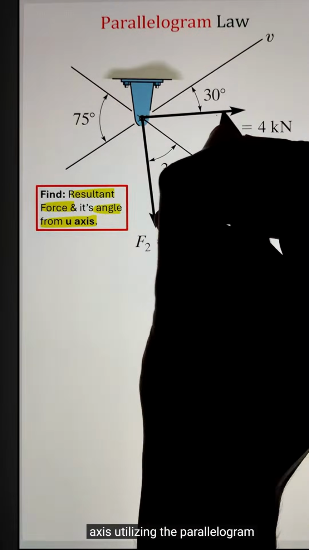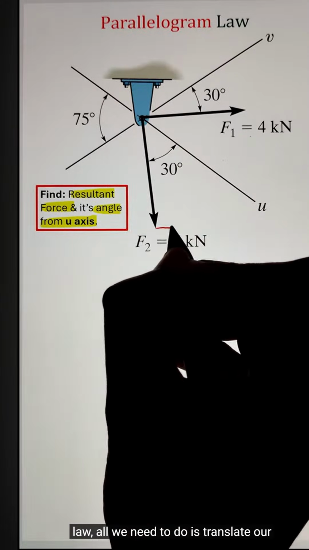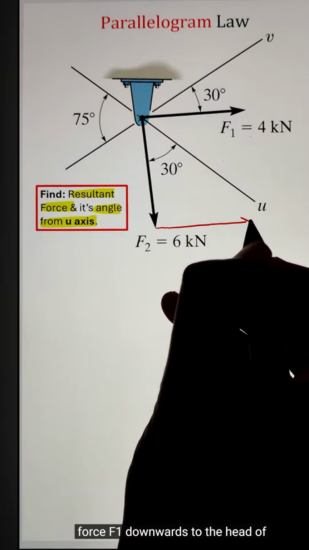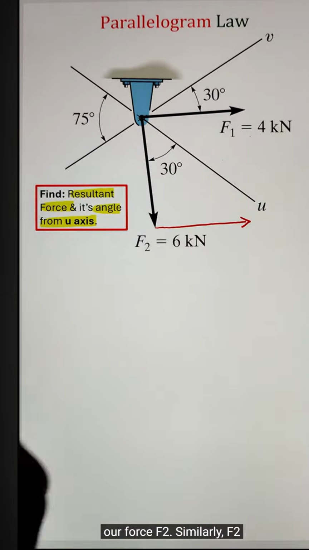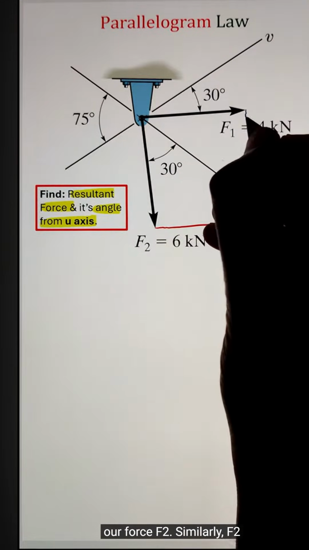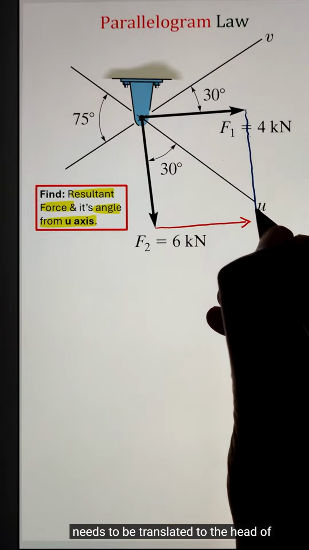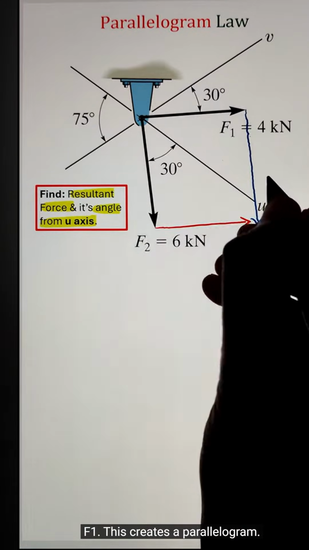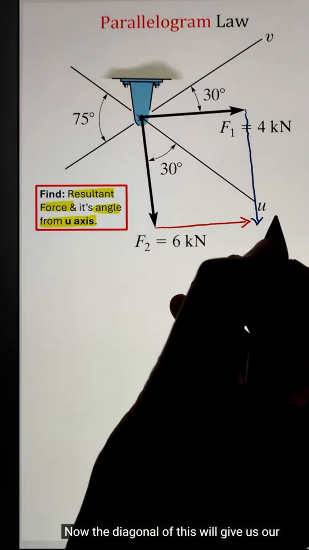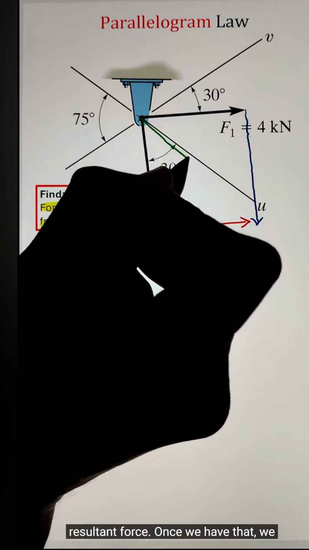axis. Utilizing the parallelogram law, all we need to do is translate our force F1 downwards to the head of our force F2. Similarly, F2 needs to be translated to the head of F1. This creates a parallelogram. Now the diagonal of this will give us our resultant force.